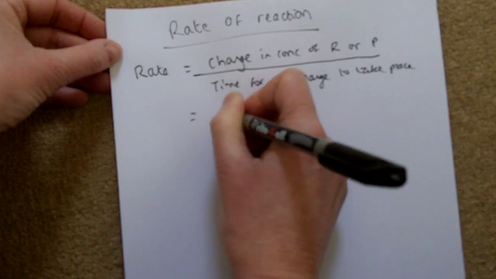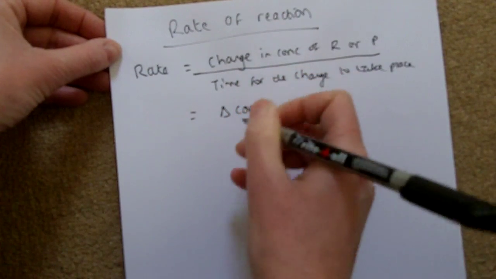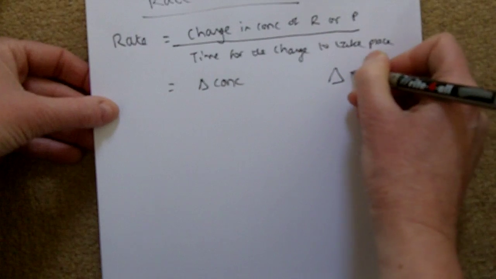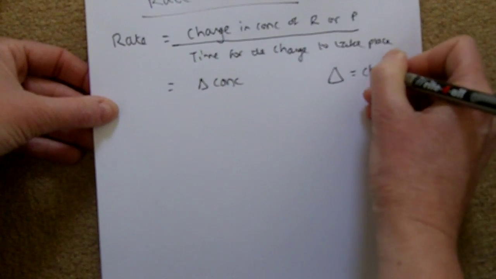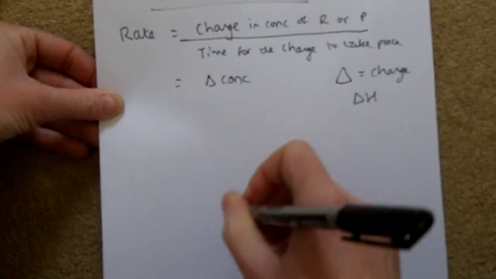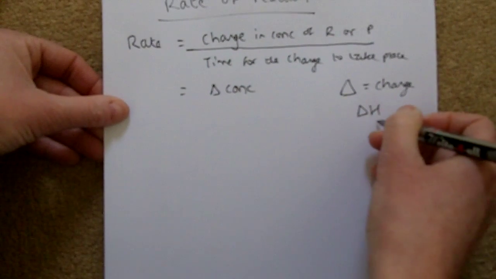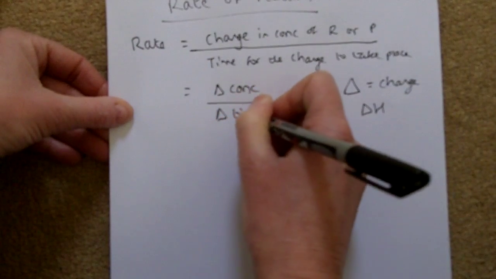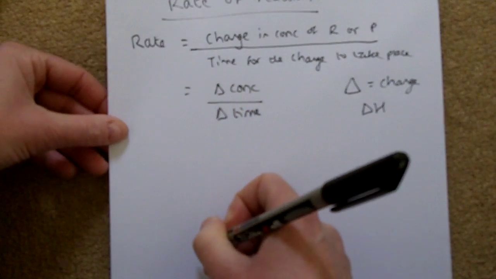So it's a change in concentration. Remember that in chemistry we use delta, which looks like a triangle, to represent change, like delta H, for example. So it's a change in enthalpy. So it's a change in concentration over a change in time, the time taken for the change to take place.